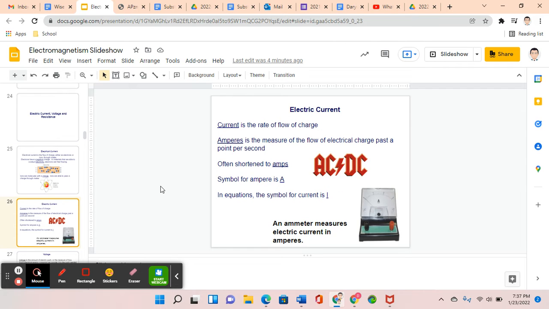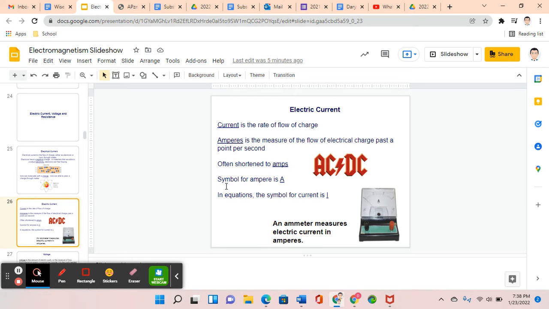Slide 26. Current is the rate of flow of charge. When we say the rate, we're talking about how much charge is flowing past a point at a given moment in time. So how many electrons are going to flow past a point in that wire in a second or a minute or an hour or a month? So electrical current is the rate of the flow of charge.